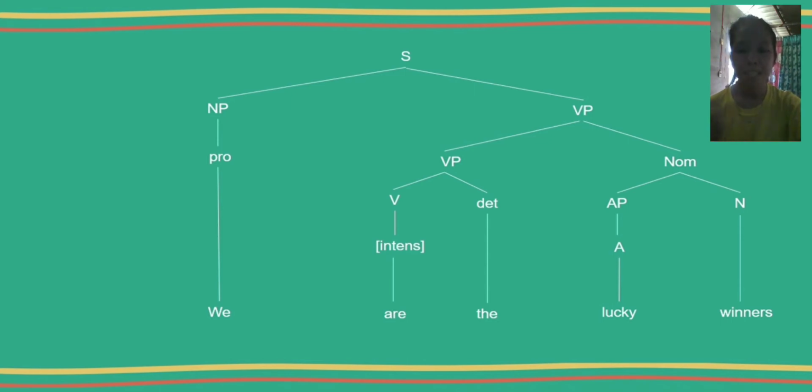So let's then attach the "the." So the "are lucky winners" and the "are" sisters, and the mother is the verb phrase. So we have done the verb phrase. So let's move on to the subject. We have the subject, which is "we."